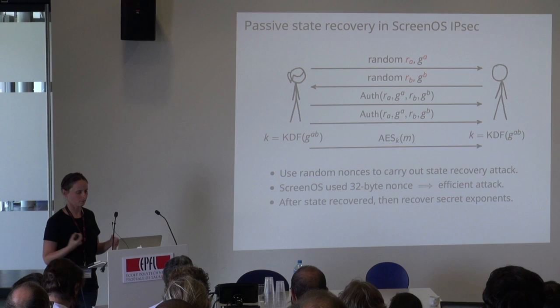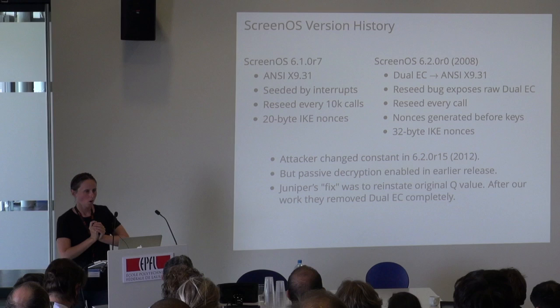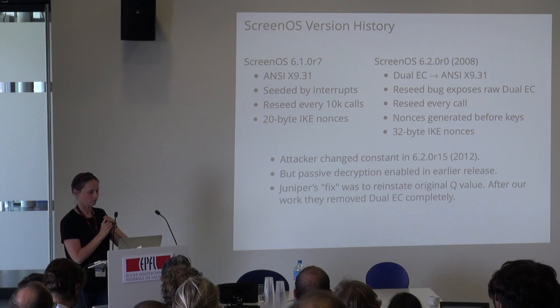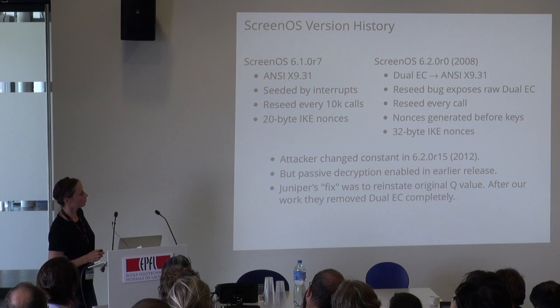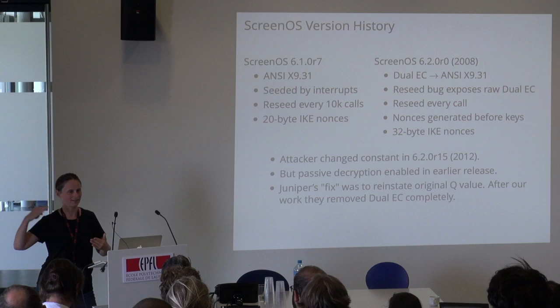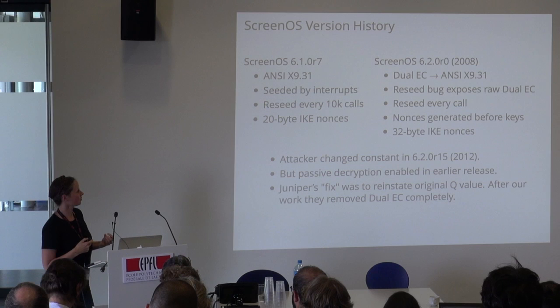Okay, so where was this bug actually introduced? The most interesting part of this paper is not the demonstration of the vulnerability, but the fact that, through extensive reverse engineering of all of the versions of ScreenOS, this bug that exposed the raw dual EC output was not introduced by the attacker who made the unauthorized code change that changed the point. It was introduced at the time when ScreenOS actually adopted the dual EC algorithm.